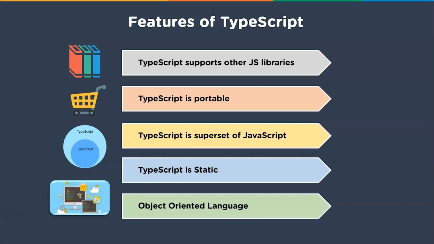TypeScript is static and TypeScript is an object-oriented language. When a client doesn't have a value for a parameter, he can pass null. Optional arguments are a feature of TypeScript. When it comes to object-oriented programming with JavaScript, TypeScript shines because of the class keyword. It makes object-oriented programming look quite similar to programming in other object-oriented languages like C# or Java.